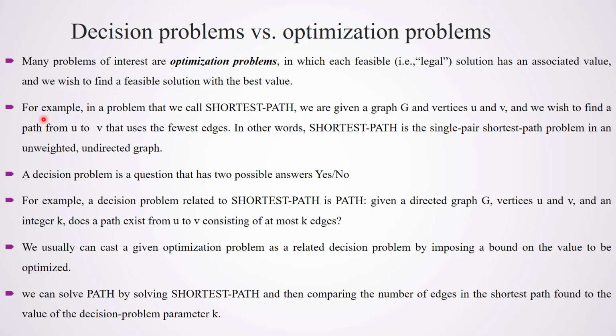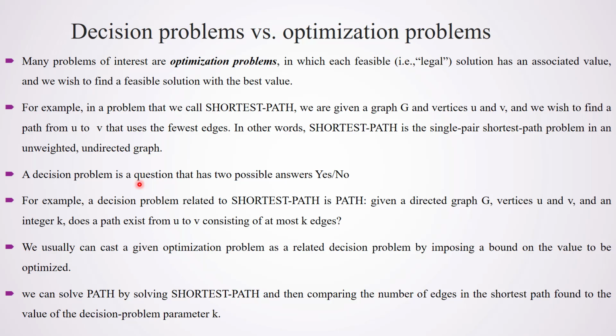Next point, for example, in a problem that we call shortest path, we are given a graph G and vertices U and V, and we wish to find a path from U to V that uses the fewest edges. In other words, shortest path is the single pair shortest path problem in an unweighted undirected graph. Here we want to find the path from U to V using the fewest edges. That means we are minimizing the number of vertices in the path between U and V. So the shortest path we can call an optimization problem.